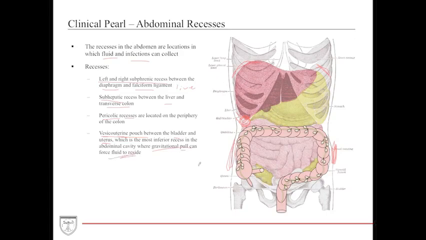So individuals that may have a splenic laceration like we mentioned before, or a liver laceration like we mentioned before, the blood will accumulate in this most inferior portion of the abdominal cavity.